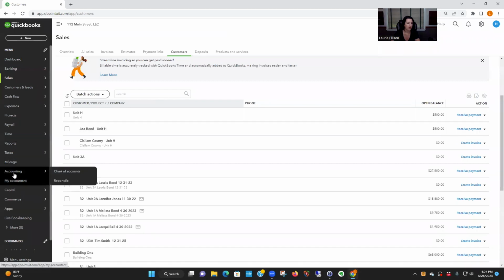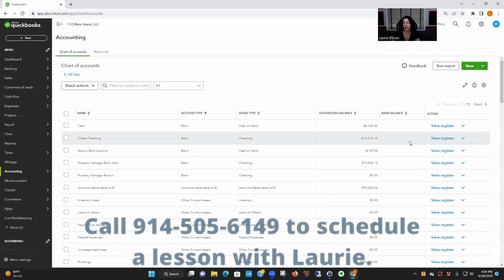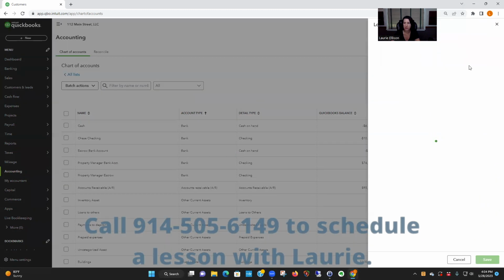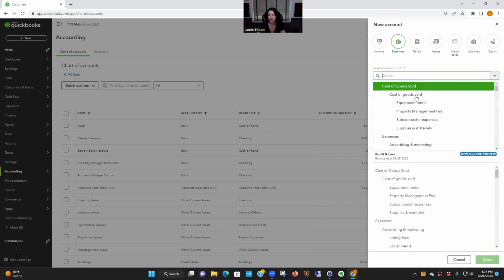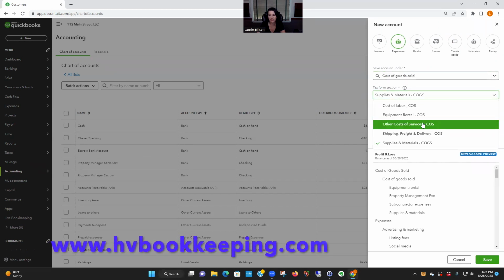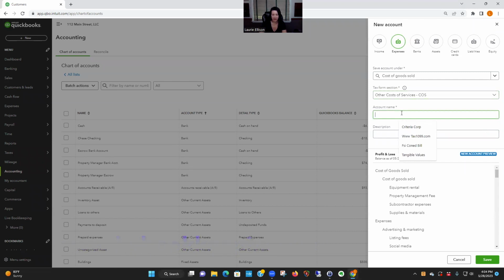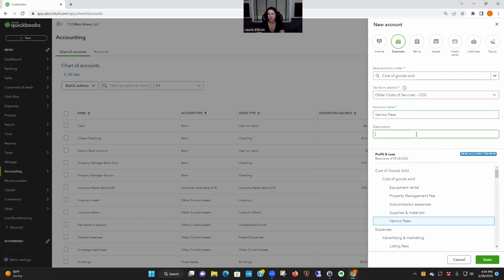If you go to accounting, chart of accounts, the first thing I'm going to do is create a Venmo fee account. So I'm going to click new, and I'm going to click expenses. I'm going to say cost of goods sold. This tax form section really doesn't matter, don't worry about that. And then I'm going to say here Venmo fees, because it's directly off your bottom line. This is not overhead, and that's why I'm choosing the cost of goods sold section.